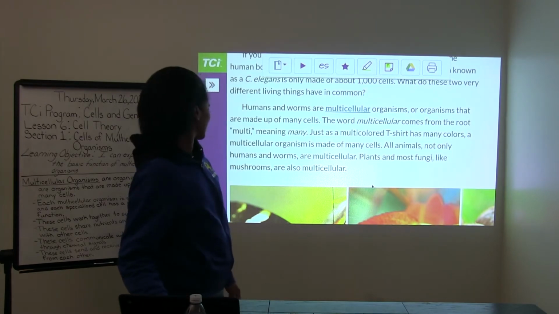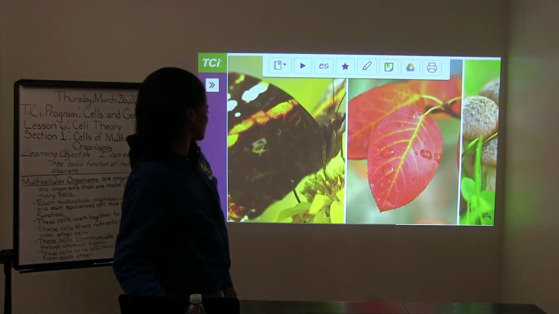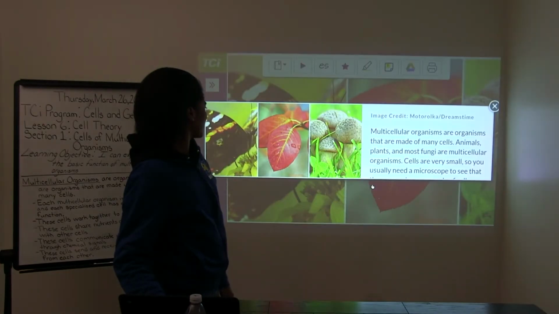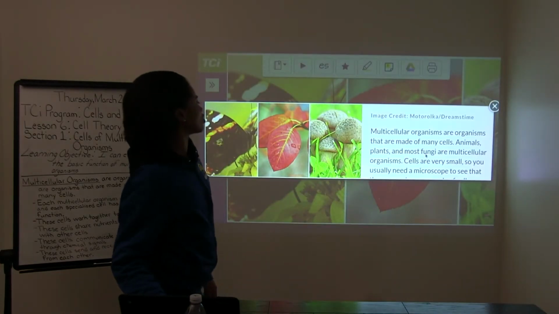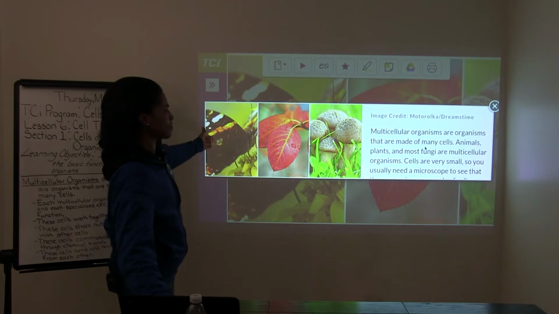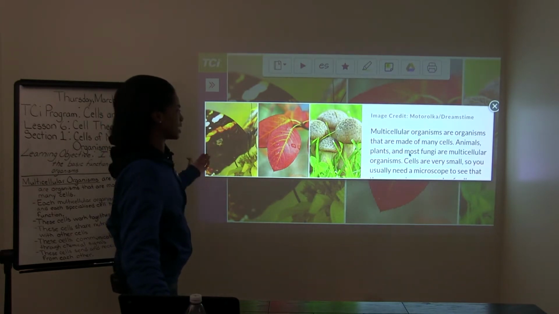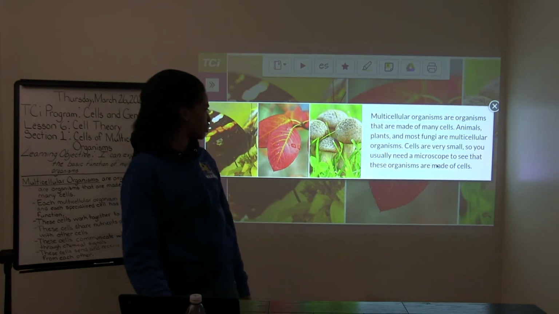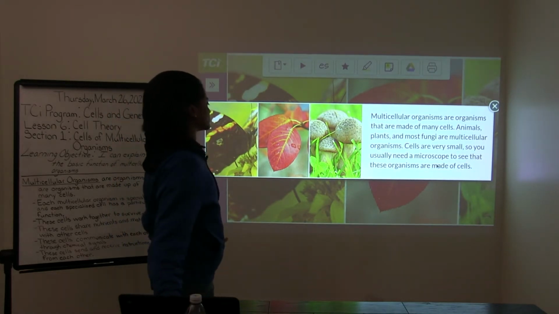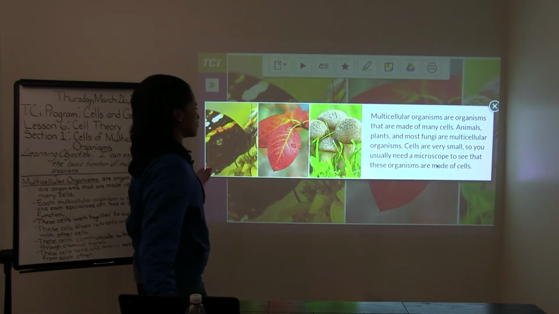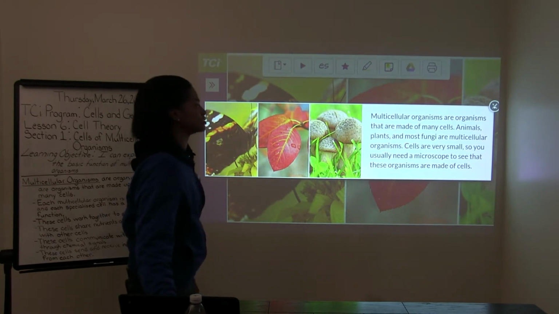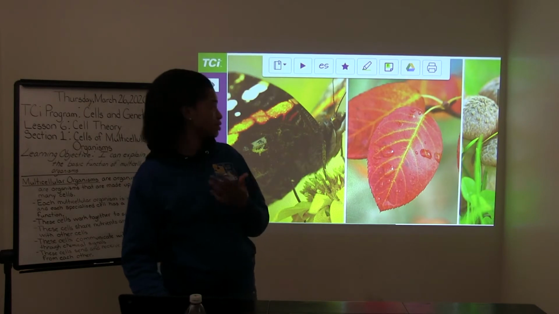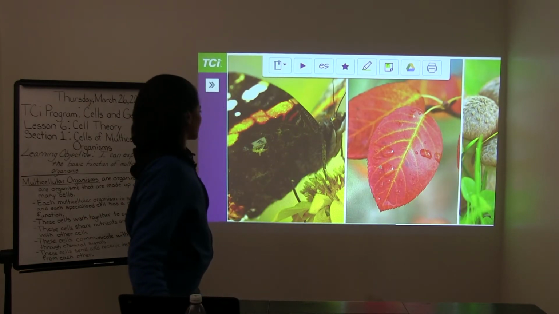All right, let's take a look a little further. We have some examples here. Multicellular organisms are organisms that are made of many cells. Animals, plants, and most fungi are multicellular organisms. Cells are very small, so you usually need a microscope to see that these organisms are made of cells. And we'll get into microscope usage a little later.